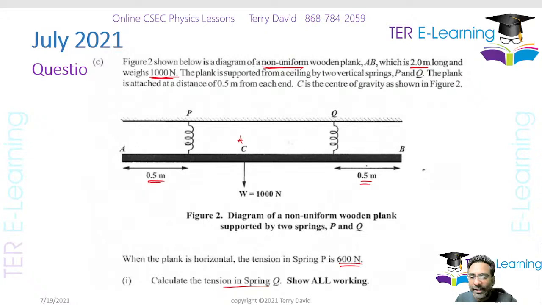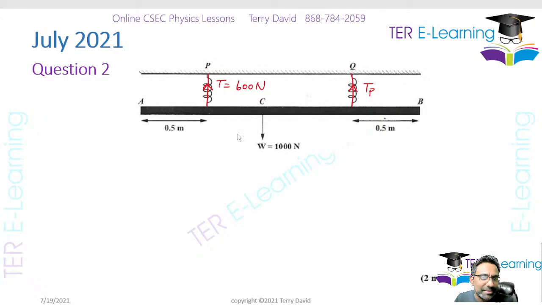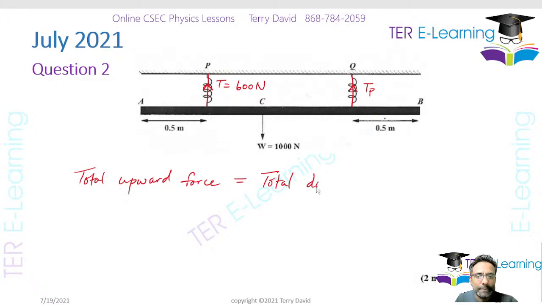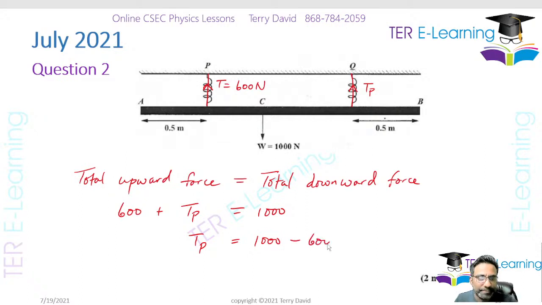Some people might think you have to do some kind of complicated thing for this, but you don't. Because this bar is horizontal, all you need to do is say that your total upward force is equal to my total downward force. There's no complicated thing here to work out. This has to do with resultant force. If the bar is horizontal, my resultant force has to be equal to 0. So the sum of the upward forces must equal the sum of the downward forces. Therefore, 600 plus TP, the tension in spring P, is equal to 1000. Therefore, TP is simply equal to 1000 subtract 600, and my tension in spring P is equal to 400 newtons. That's it. 2 marks for that.